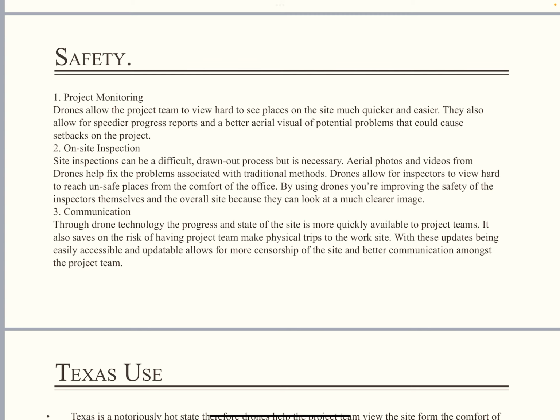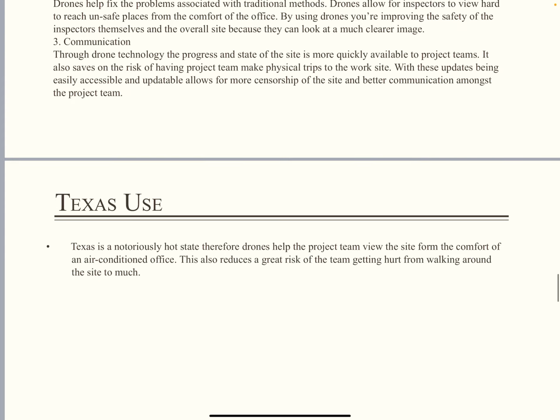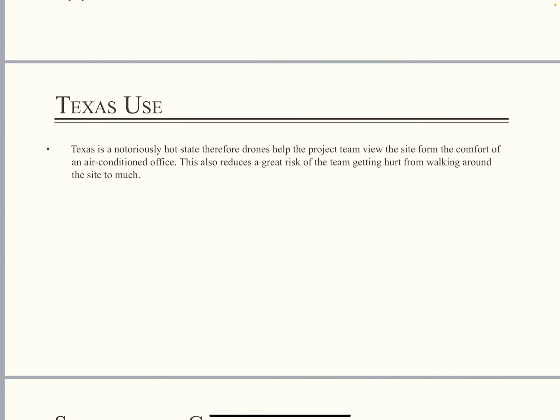And then also, like I mentioned earlier, people don't have to visit the site to review the safety. Communication. Through drone technology, the progress and state of the site is more quickly available to the project teams. It also saves on the risk of having the project team make physical trips to the work site, like I just said. All right, for Texas use, Texas is a notorious hot state. Therefore, drones can help a project team view from the comfort of an air-conditioned office and not having to constantly go in the heat and risk heat stroke and whatnot.